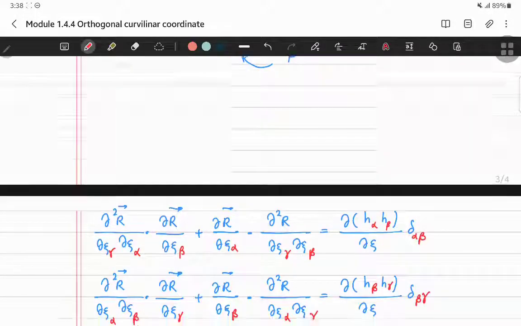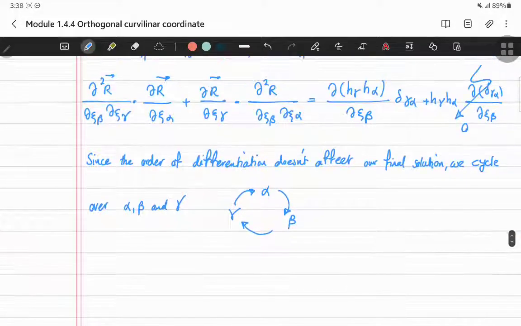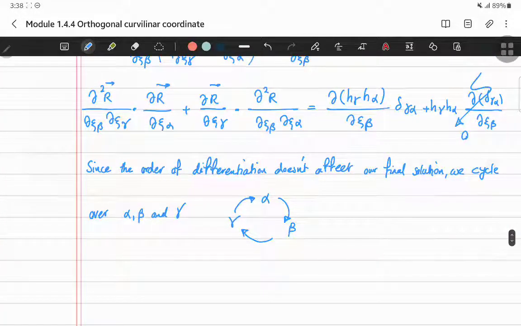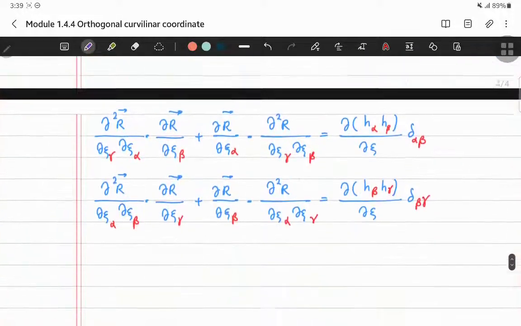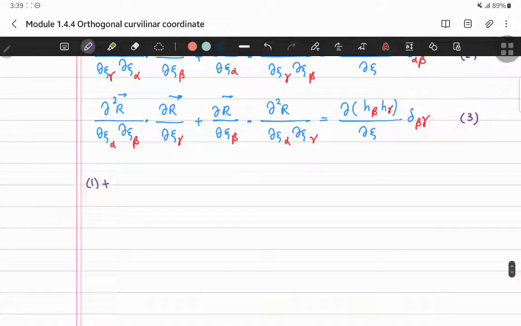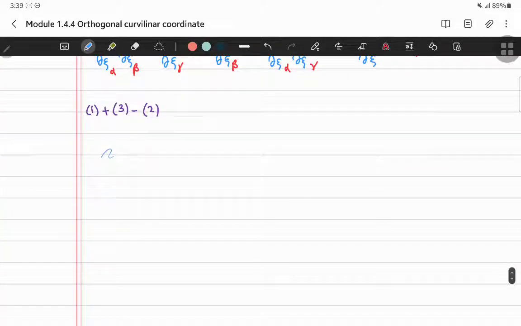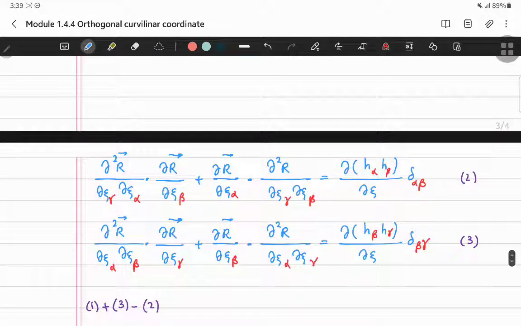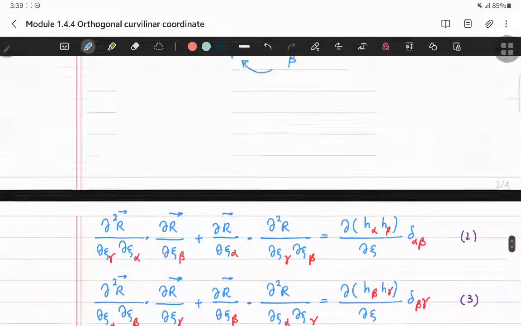All right. So now if I call this 1, let's write it with another color, this 1, this is 2, and this is 3. If I sum 1 and 3 and subtract 2, I get something like this equation here. So if you pay attention to this 1 plus 3.